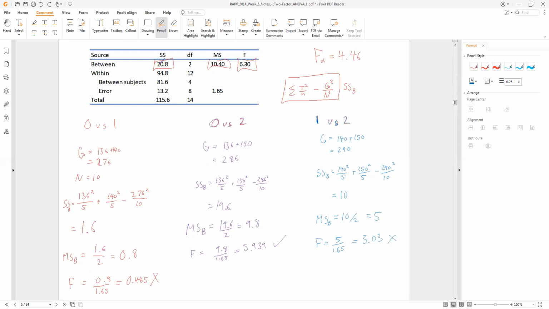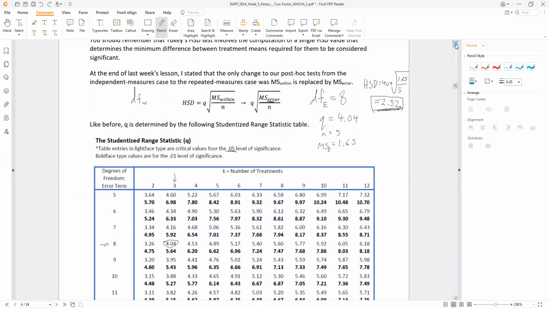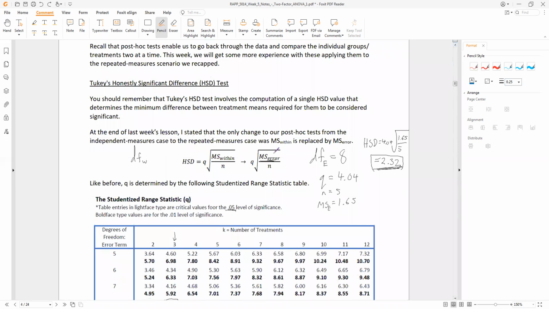Right? We would still be doing the same thing where we do this, find the grand total, find the SSB and the MSB, divide by the old DF, get the new F, right? It would be the same thing. Right? And then the Tukey, the only difference in the Tukey is MS within becomes MS error, DF within becomes DF error when we're looking up Q. Okay, so that's it.